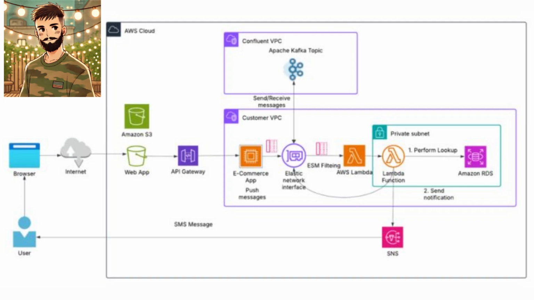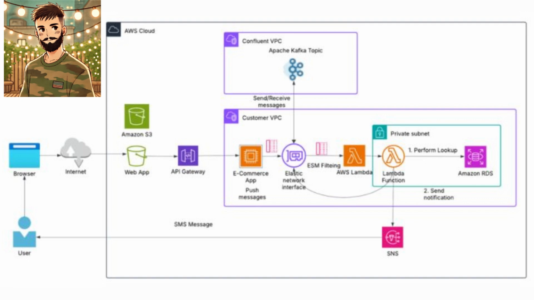AWS Lambda function. AWS Lambda is a serverless compute service that runs code in response to events. In the diagram, Lambda performs two main tasks. Private subnet, perform lookup. Lambda accesses an Amazon RDS, relational database service, within a private subnet to look up information. Send notification. Lambda sends a notification, likely based on the lookup result.